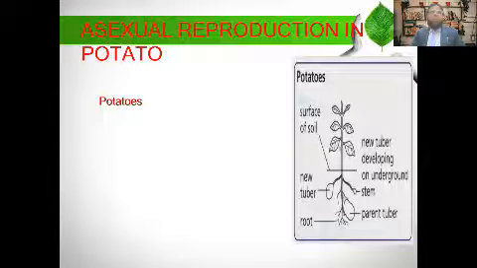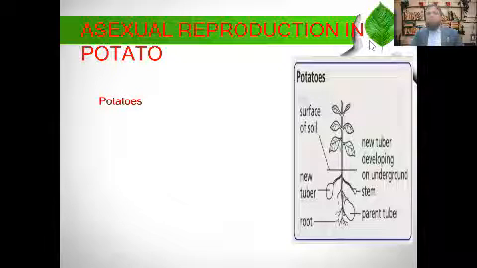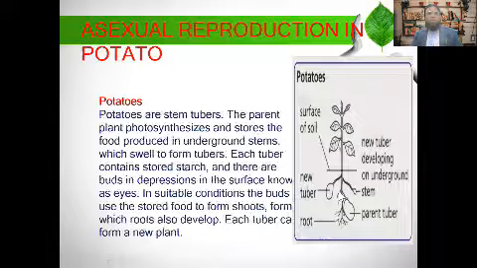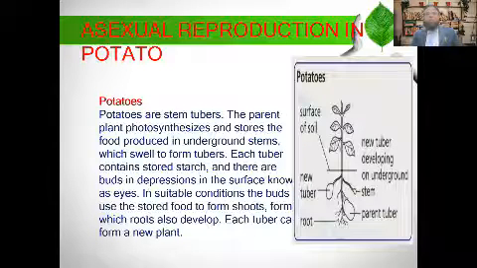Now it is also seen in potato. You can see in potato the tuber is formed, and this tuber is separated from the potato roots. Then it makes another potato. So this is also asexual reproduction.